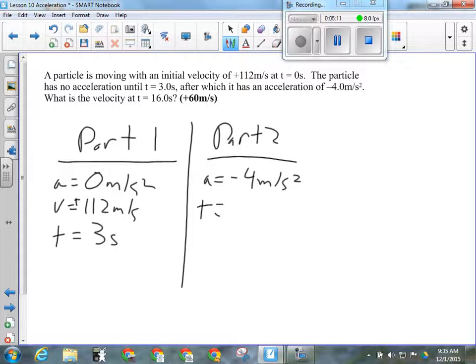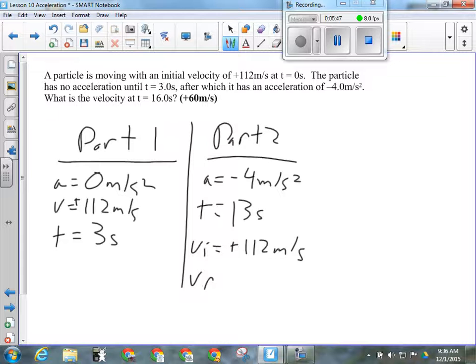It traveled at a constant speed for 3 seconds, and they're asking me how fast is it going after 16 seconds? How long did part 2 take? 13 seconds. Really a tricky read. Okay, it's a question that's just a tricky read. All right. What's the initial velocity for part 2? How fast is it going when part 2 starts? 112 meters per second. Again, tricky read. It's just a matter of really picking apart the wording of a question so that we know what's going on.